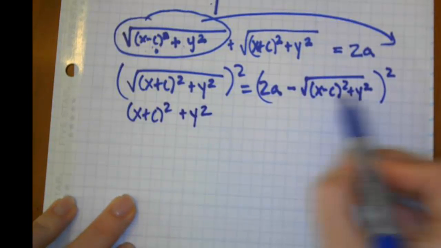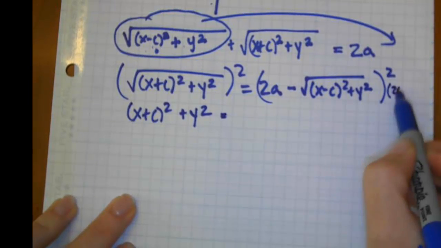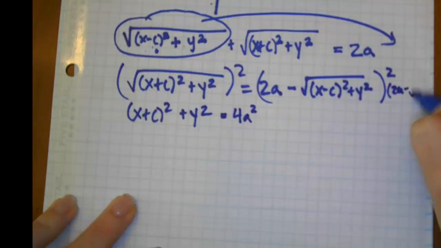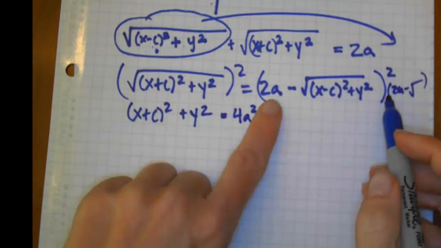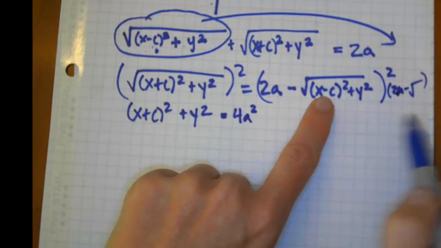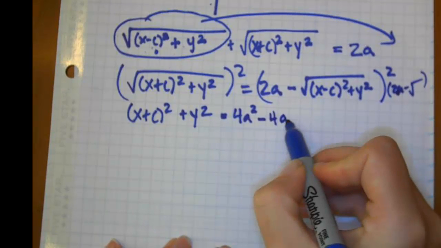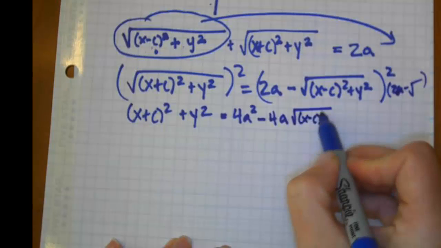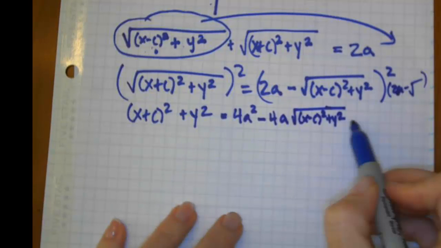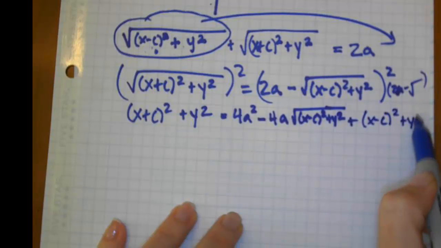And then this requires you to write it twice in FOIL. So when you take 2a times 2a, I would get 4a squared. Okay. Then I have another square root business. So when I take 2a times this square root business, and then 2a times this square root business, you get two of the same term. So I end up with 4a, the square root of x minus c squared plus y squared. And then when I take the square root times the square root, they cancel, leaving me with a positive x minus c squared plus y squared.